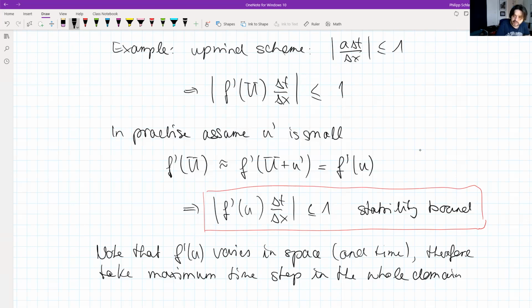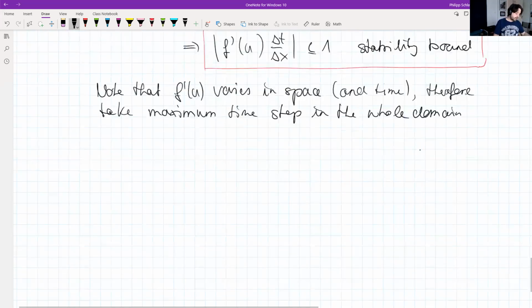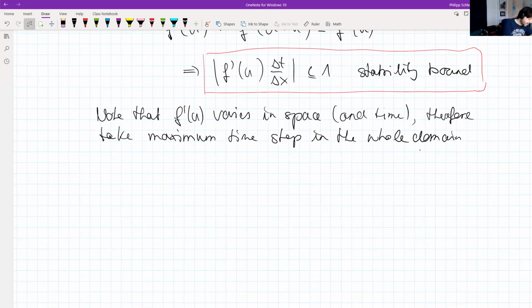So the largest time step that I can take that is fulfilling the stability criterion in every point in the domain, because I only have one time step in the domain. I cannot, well, I can, but not in the framework that we look at here. I always have a constant time step in the whole domain. So that means in practice that my time step limitation, so my delta t that I'm using in the simulation, is lower equal delta x divided by the maximum of this f prime of u.